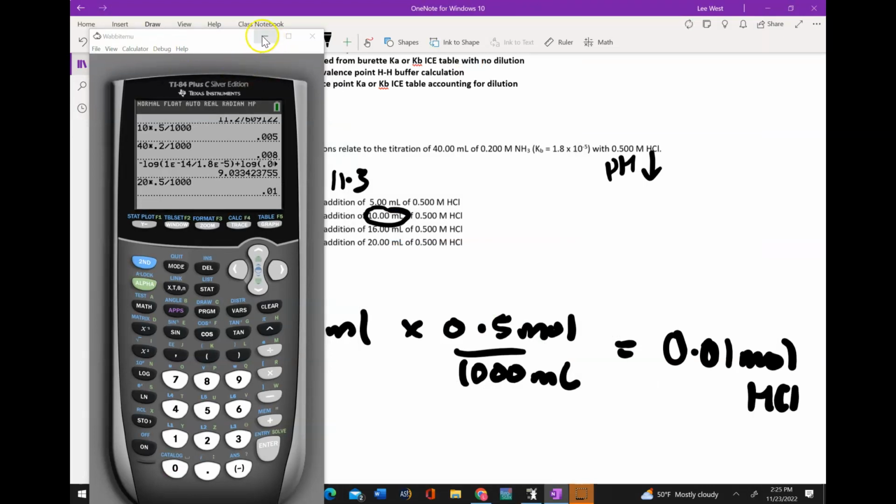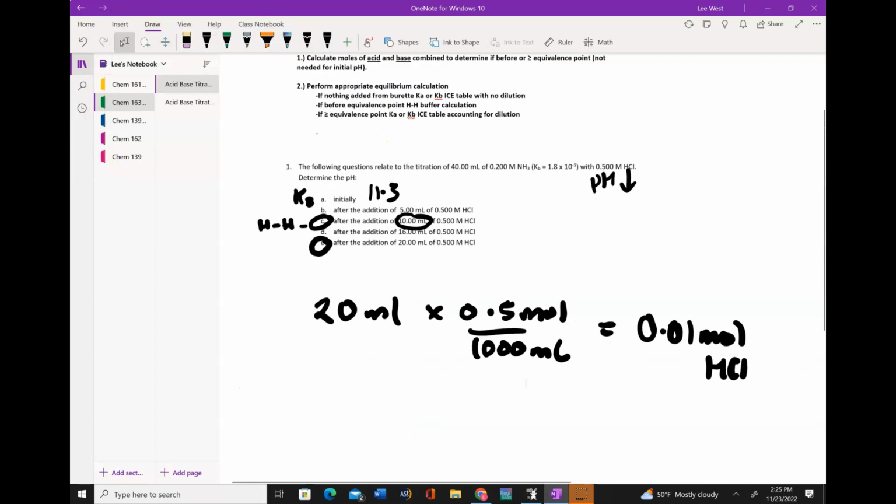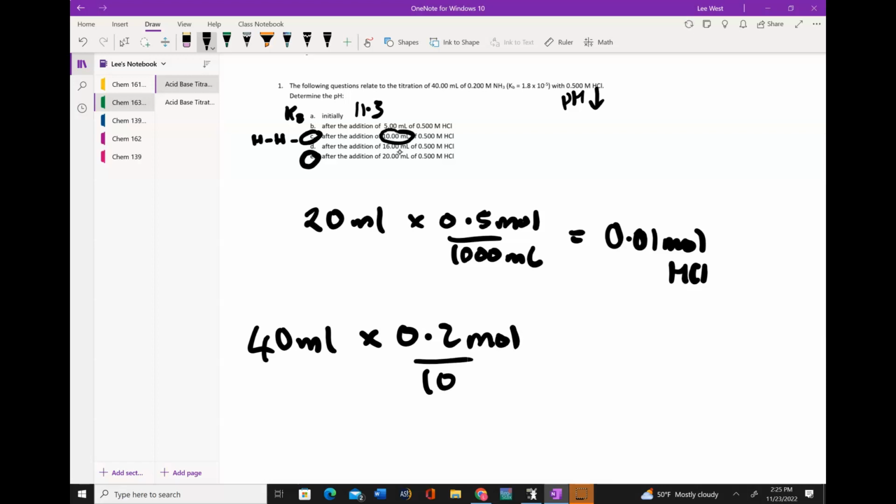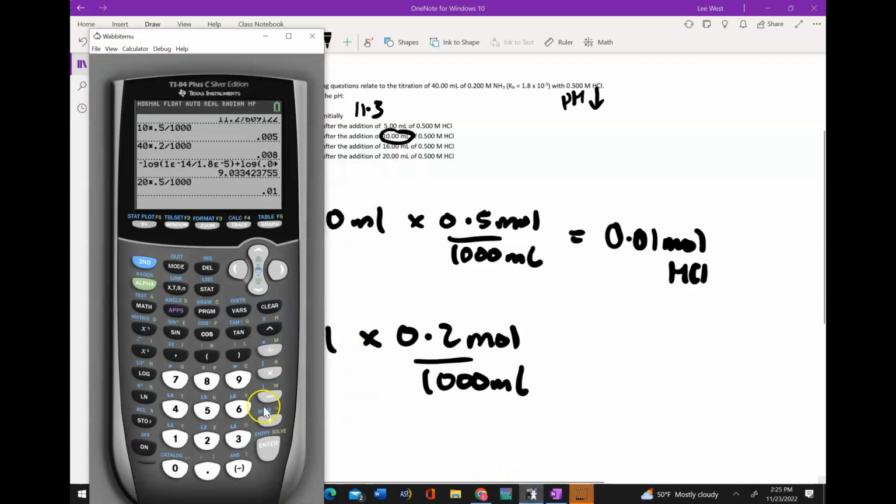Now the amount of base that we had originally isn't going to change, is it? That's going to be the same for all of them, so you don't necessarily need to keep calculating that. So we had 40 mils and it was 0.2 moles per 1000 mils, and we'd already calculated that, as I said.